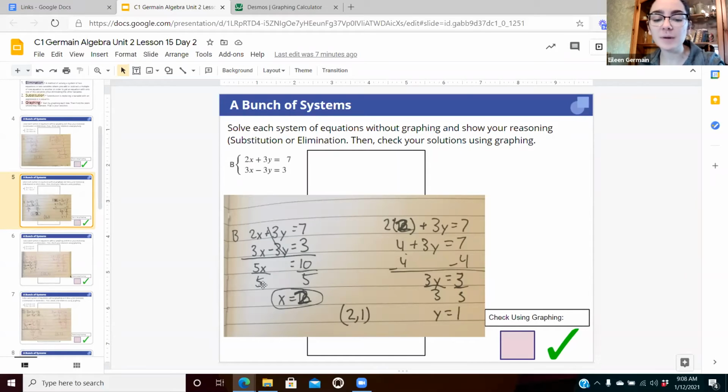Divide by 5 on each side. x is equal to 2. Now I take my x value and plug it into my equation up here. I know this 2 doesn't look really clear, but it's a 2. So 2 times 2 plus 3y is equal to 7. 2 times 2 is 4, plus 3y is equal to 7. Subtract 4 from each side. We're left with 3y equals 3. Divide by 3, y is equal to 1. My coordinate pair for this intersection, the solution, is (2, 1).